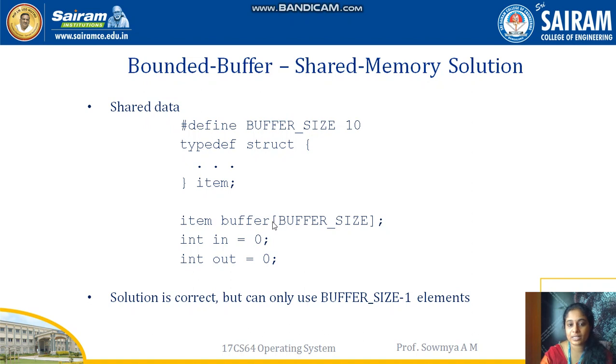First, we'll create a buffer with a size of 10. The buffer size is defined as 10, and a structure is created with different types of variables, and for this structure an array of buffer is created with the buffer size. So 10 is the size of the buffer, meaning we have fixed the bounded buffer limit at 10. There are two pointers, in and out. The in pointer is used to write data to the buffer. The out pointer is used for reading data from the buffer.